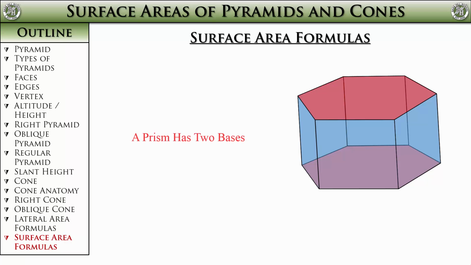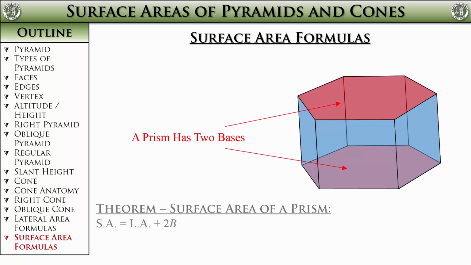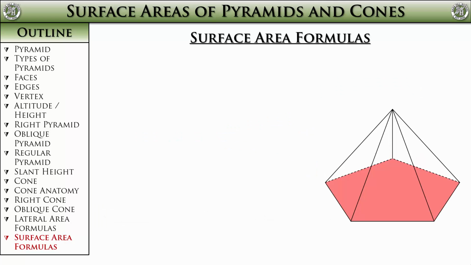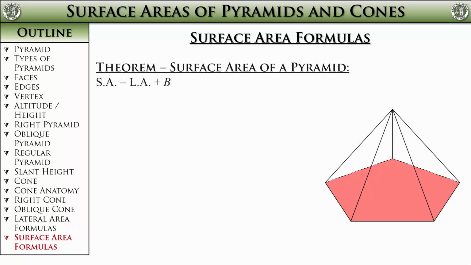A prism has two bases, so when we did the surface area for a prism, we took the calculation for LA and then added in the area of two bases in order to get our surface area. We simply added in the two pieces we were missing. We are going to use the same kind of logic for a pyramid. However, for a pyramid, we only have one base, not two. So when we want to calculate the surface area for a pyramid, we only need to add in the area of a single base. That's why this is the formula.